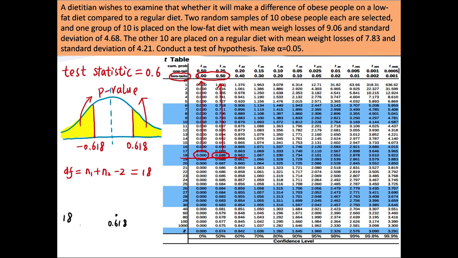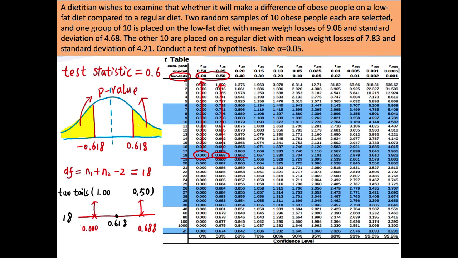Where is the test statistic? If you don't have exactly the same test statistic, find the two neighbors. So the test statistic is 0.618. It's between 0.000 and 0.688. So these two neighbors go up to the top row. That will be the p-value range.